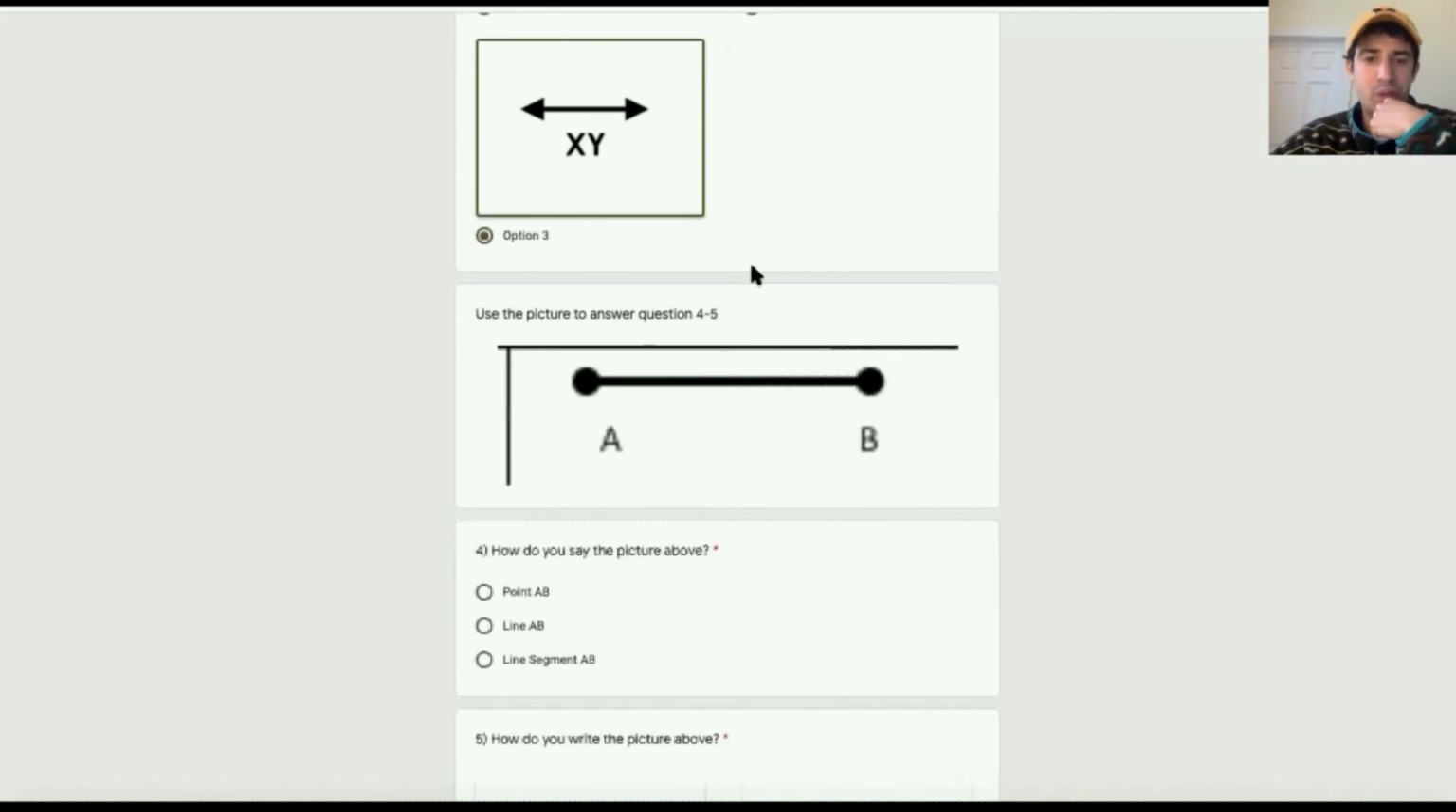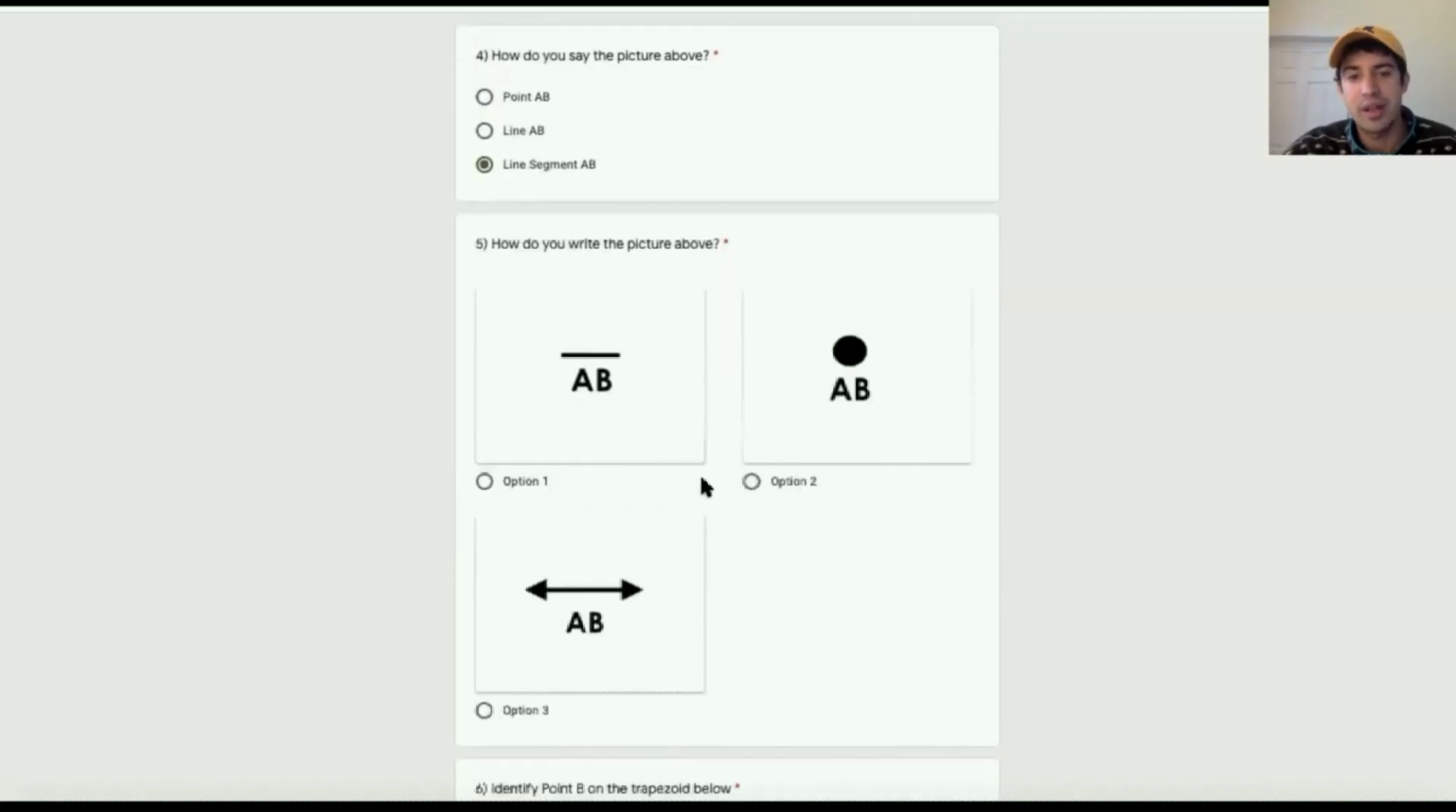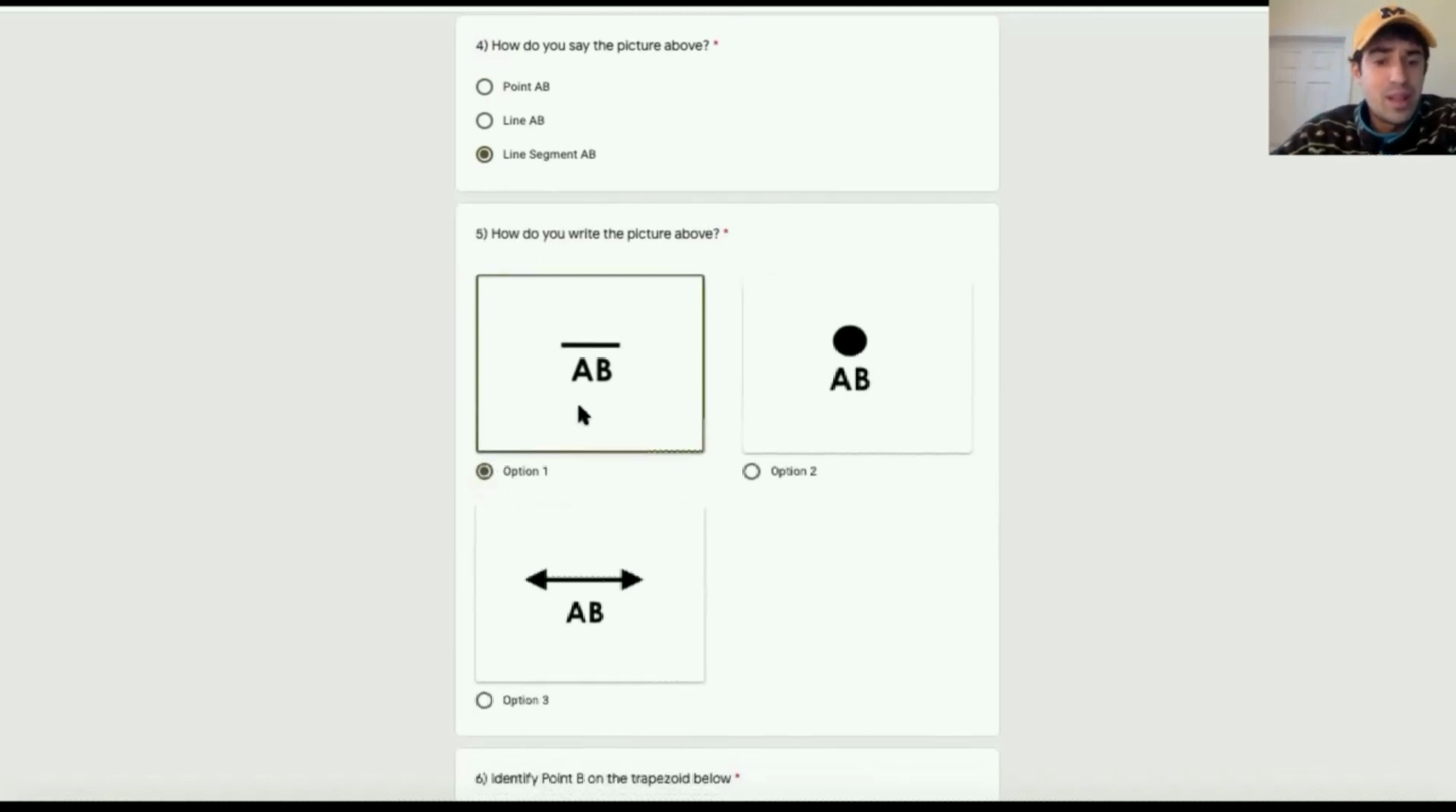Now I have this picture right here. It's an endpoint with a line to another endpoint. The first endpoint's labeled A, the second endpoint's labeled B. Well, how do I say this picture? Well, it is a line segment since it has two endpoints, and the label is AB. So this is called line segment AB. And how I write that, it's not going to be written like a dot, and it doesn't go on forever, so I don't use my arrows. It's just a straight line on top with the AB label.